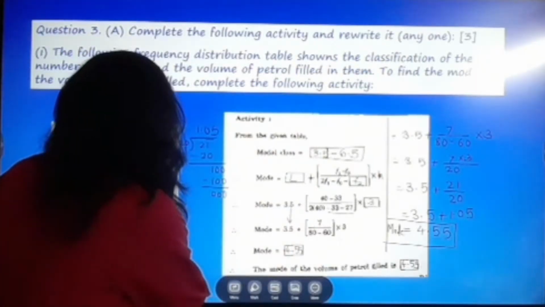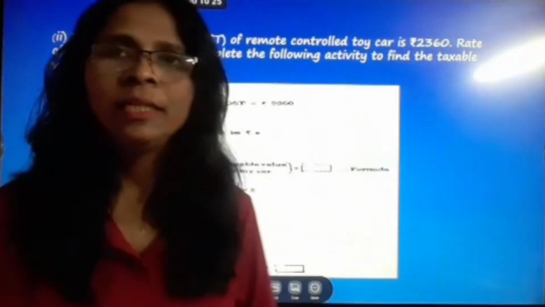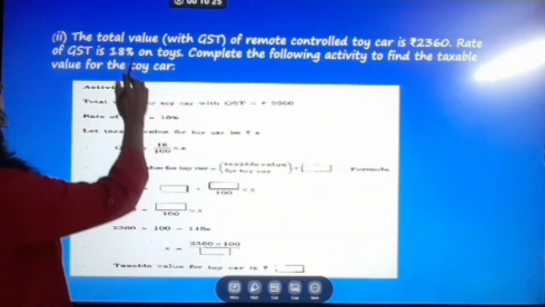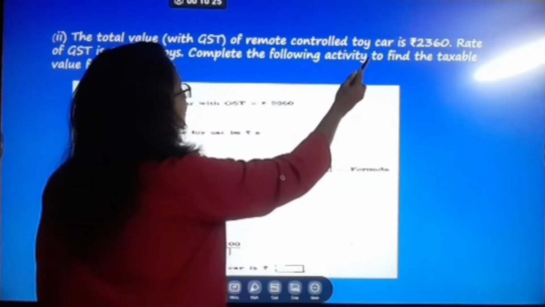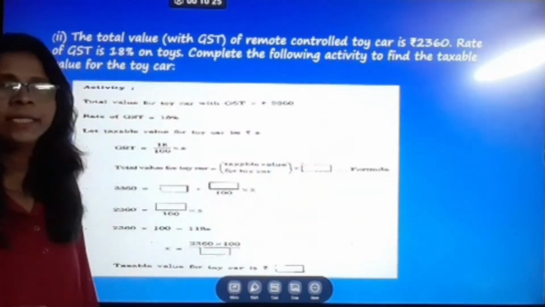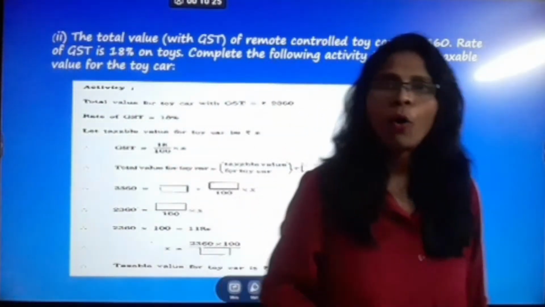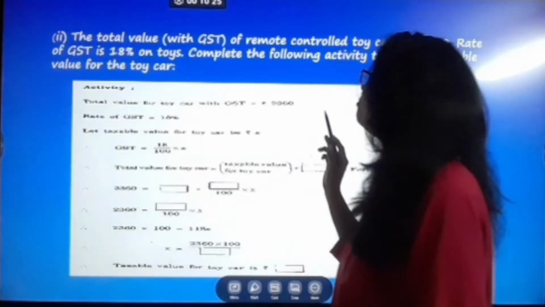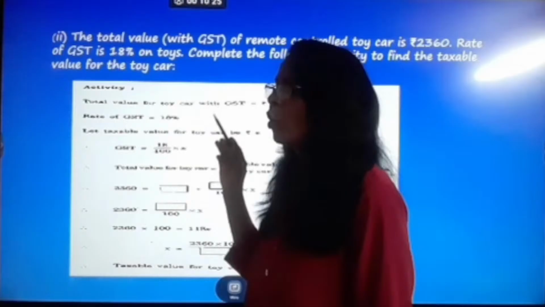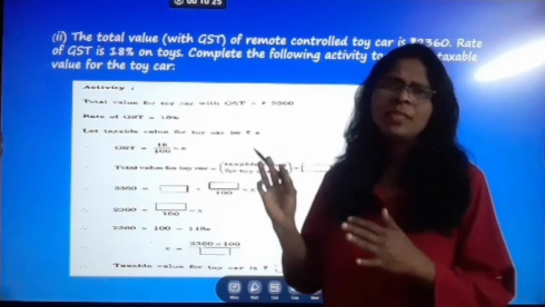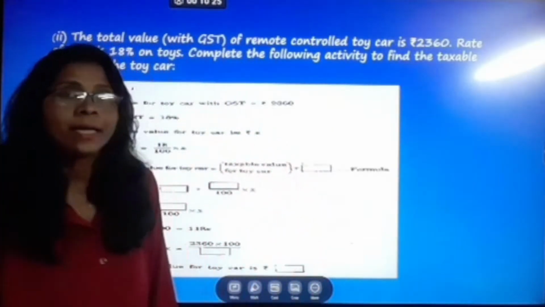Then the next question students, the next question here, the total value with GST of a remote control toy car is rupees 2360. Rate of GST 18% on toys. Then complete the following activity to find the taxable value for the toy car. Okay students, this is a question from the financial plan. So it is activity based.